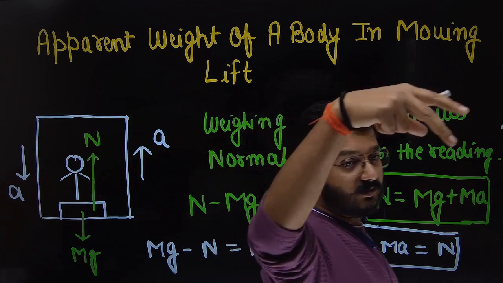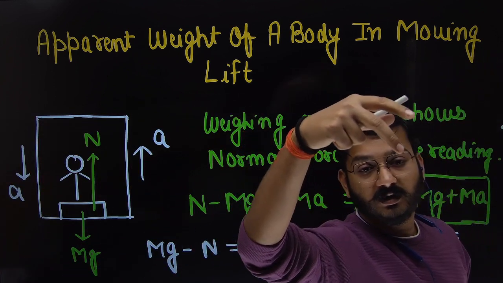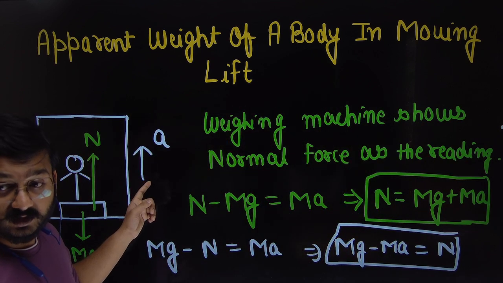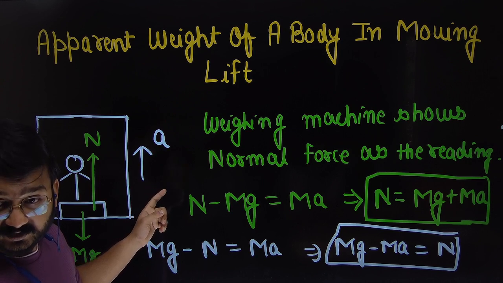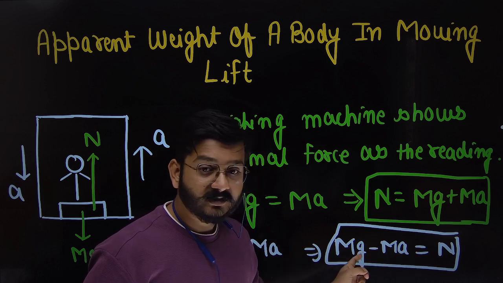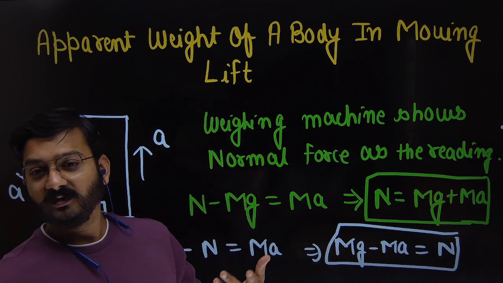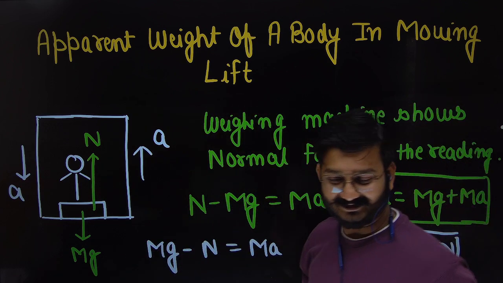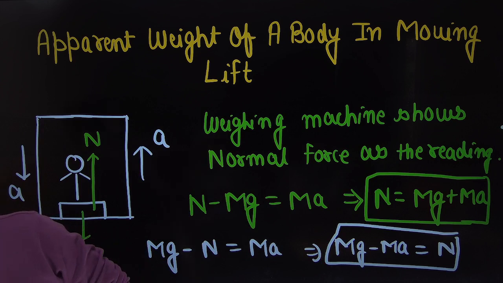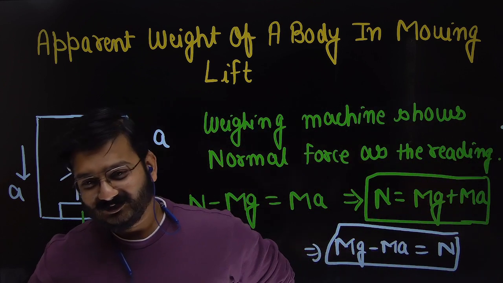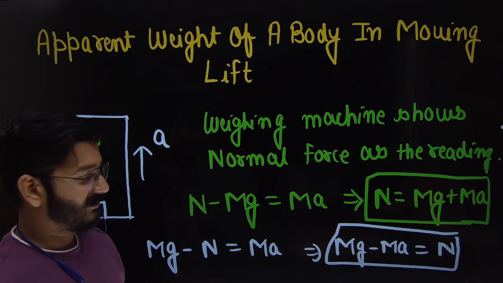Now take the next situation. Suppose the lift is doing free fall. So what will be the acceleration of the lift under free fall? g. Correct? Free fall means g. So you will put a as g here. So what will be N? You will feel weightless. Free from all the responsibilities. I hope you guys understood. Free from all the responsibilities means what? The lift is not of good quality. That is the meaning of free from all the responsibilities.